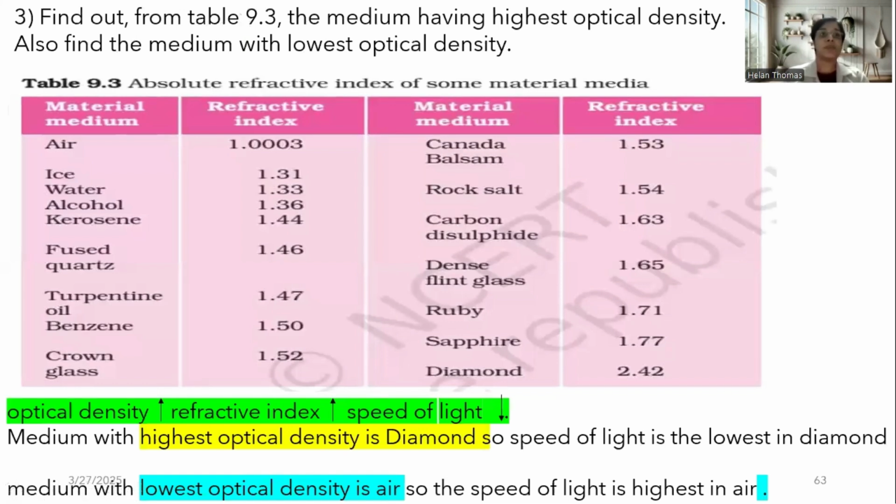The third question: find out from table 9.3 the medium having highest optical density. Also find the medium with the lowest optical density. These kinds of questions rarely appear in your exams, but when you do these questions, you will get the concepts very clear and thorough. The absolute refractive index is what? It is the refractive index of a medium with respect to the speed of light, that is, the speed of light in the particular medium, say glass, with respect to the speed of light in air. So that is what refractive index is.